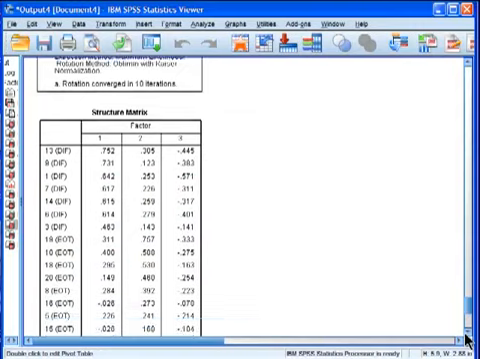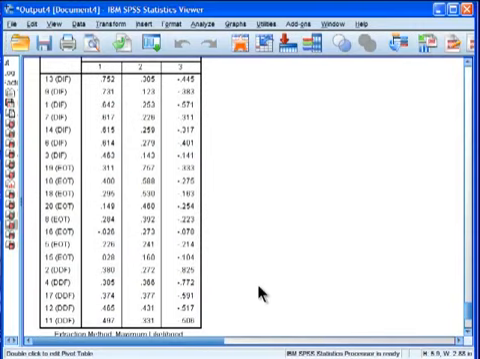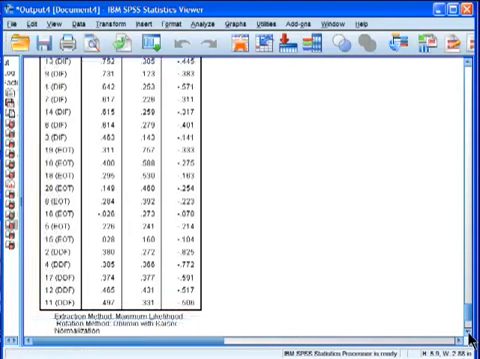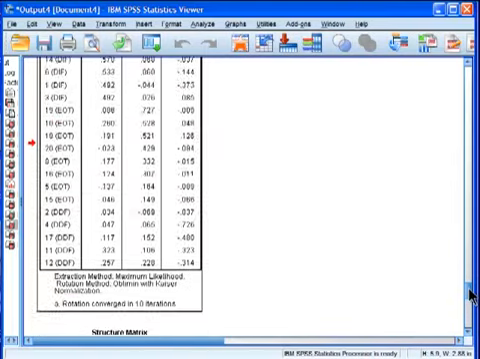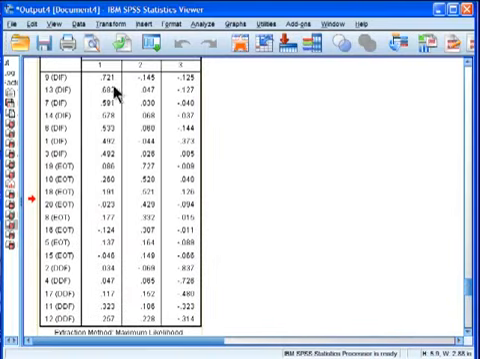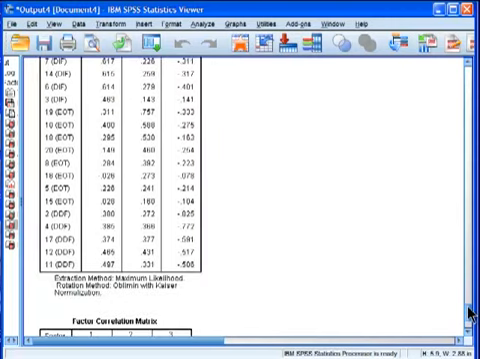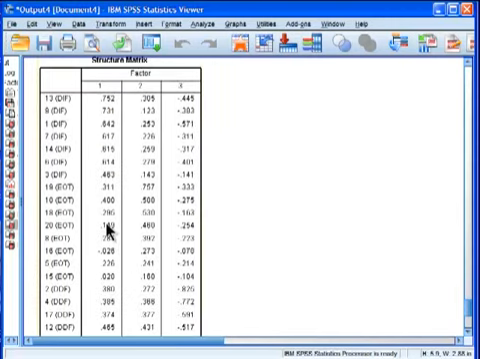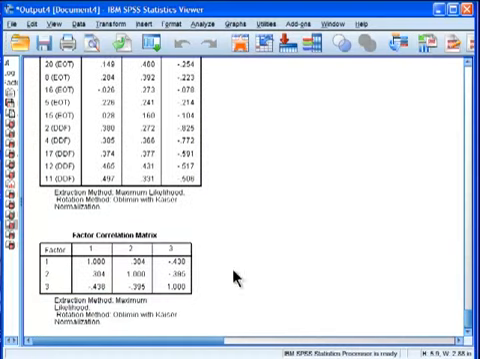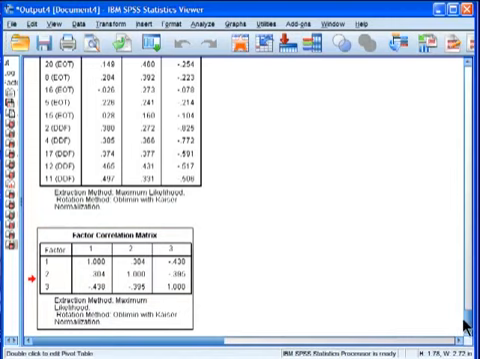The structure matrix can be interesting at times. I talk more about it in the PCA videos. I won't talk about it here, but basically it's just the correlations between the variables and the factors, whereas the pattern matrix is more like beta weights in multiple regression, whereas these are more like correlations between the variables and the factors. Sometimes it can be informative to look at that. Here we've got the correlations between the variables.